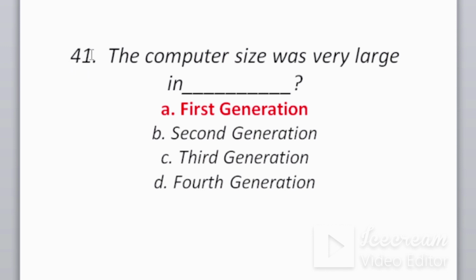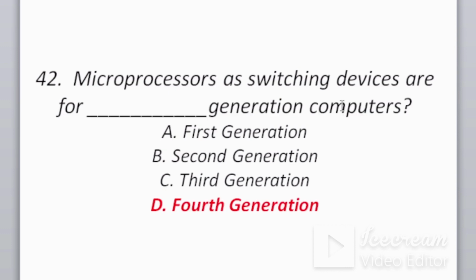41. The computer size was very large in dash. A. First generation, B. Second generation, C. Third generation, D. Fourth generation. The correct answer is first generation.